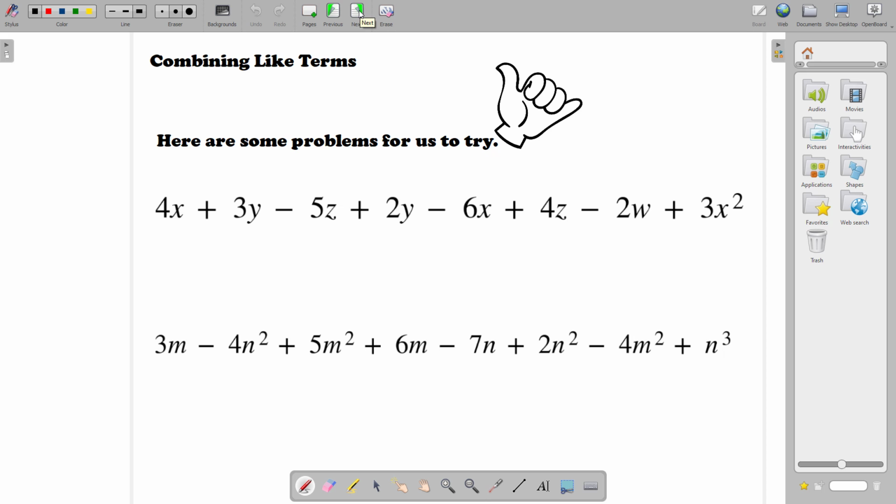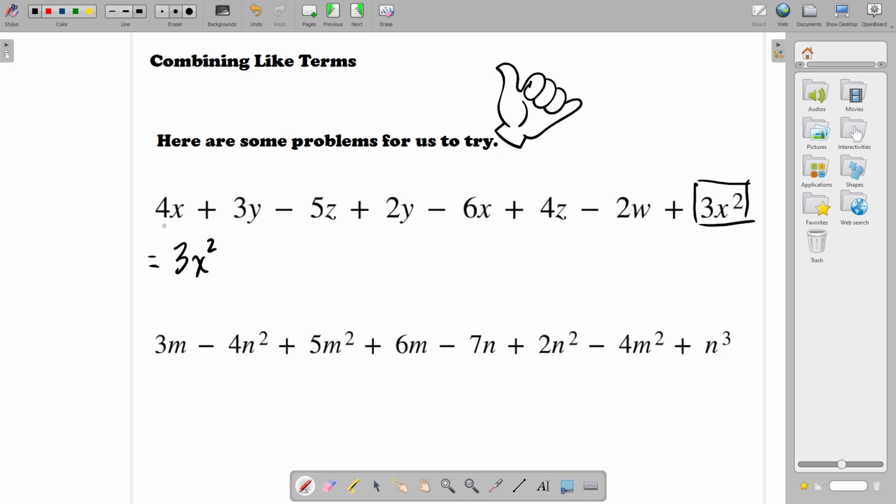Let's try these. Let's take a look at the first one here. Let's identify our like terms. I can see down here at the end we have an x squared term. We don't have any other x squared terms in this expression. So I know that when I simplify this, I'm going to write that 3x squared term first. Typically, the powers are written in alphabetical order, with the highest power written first, typically. So I'm putting the 3x squared first.